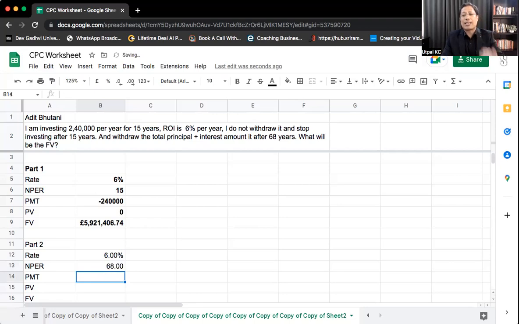I'm taking 68 years. Amish has already calculated it out. NPER is 54. Okay, 54, fine. So no PMT, right? Am I right? No contribution, no SIP, 0 PMT. Right? No SIP, no contribution. You are not going to make any systematic contribution.